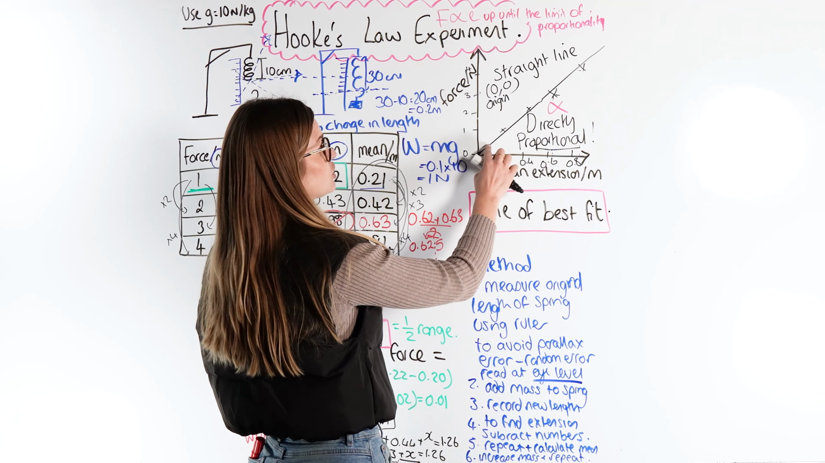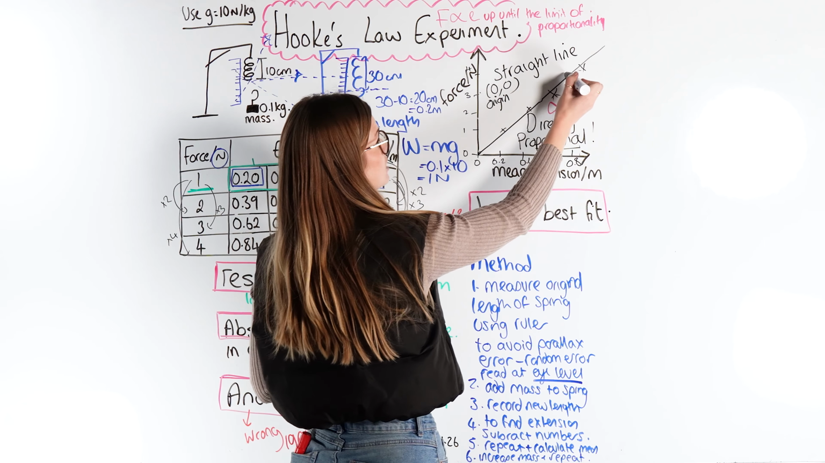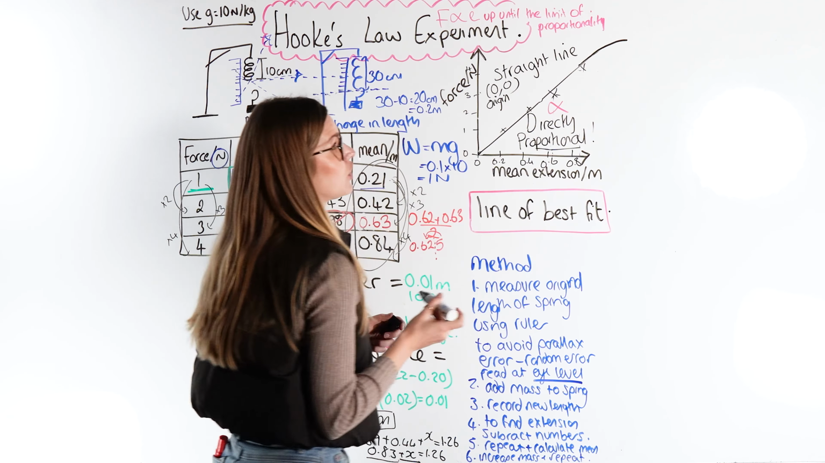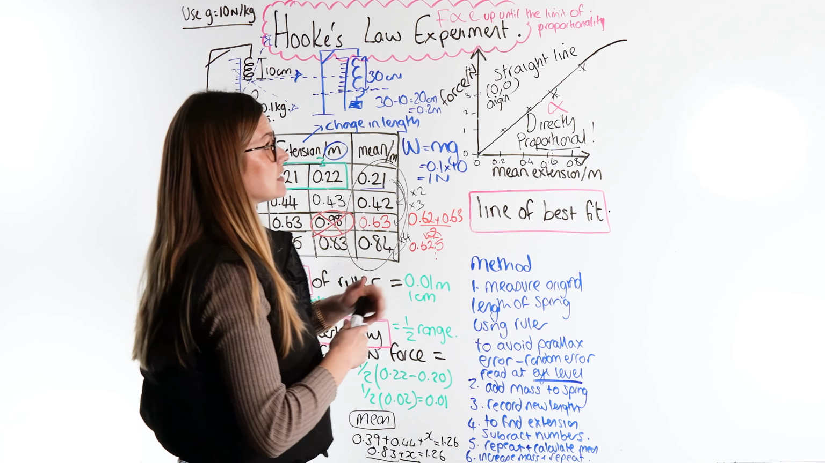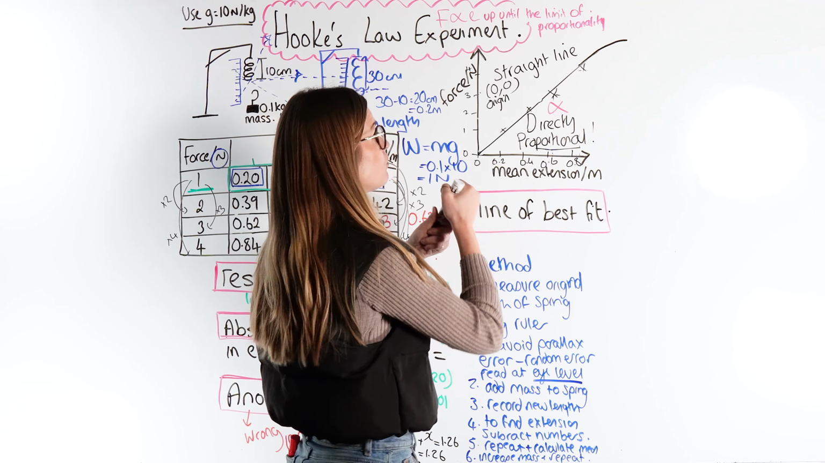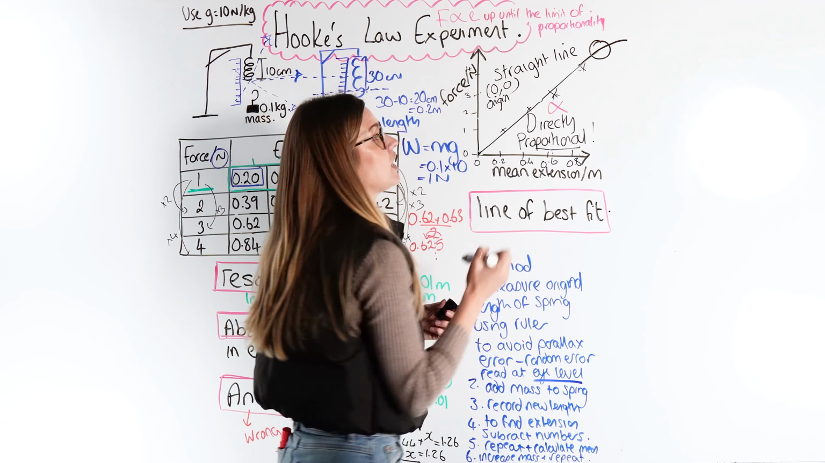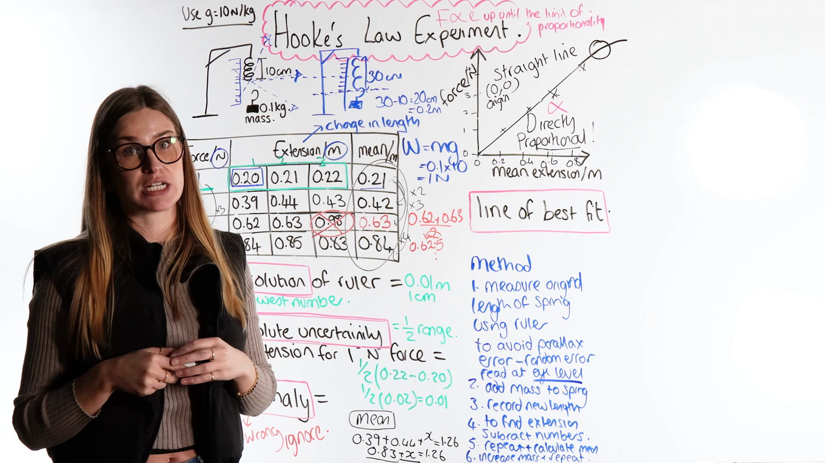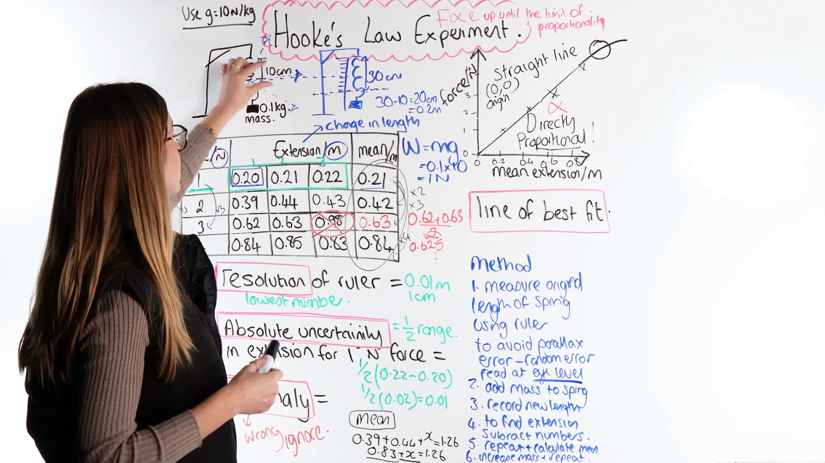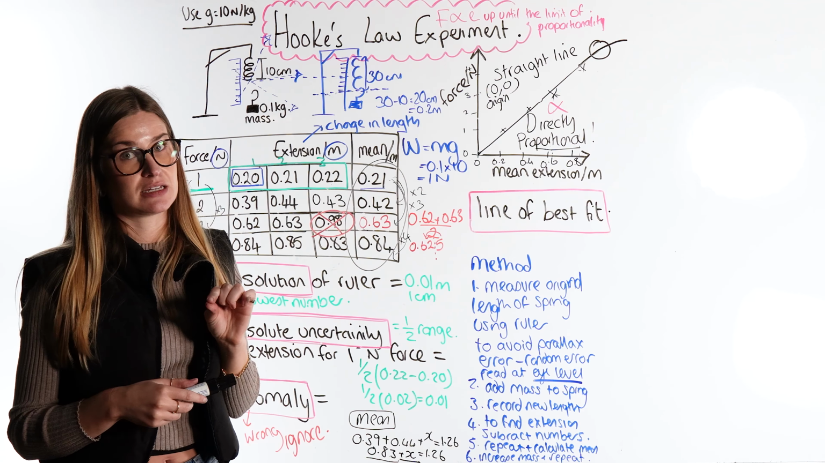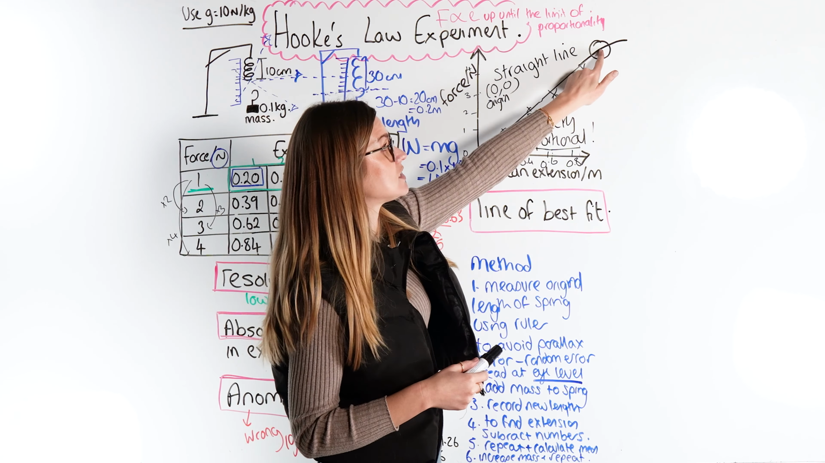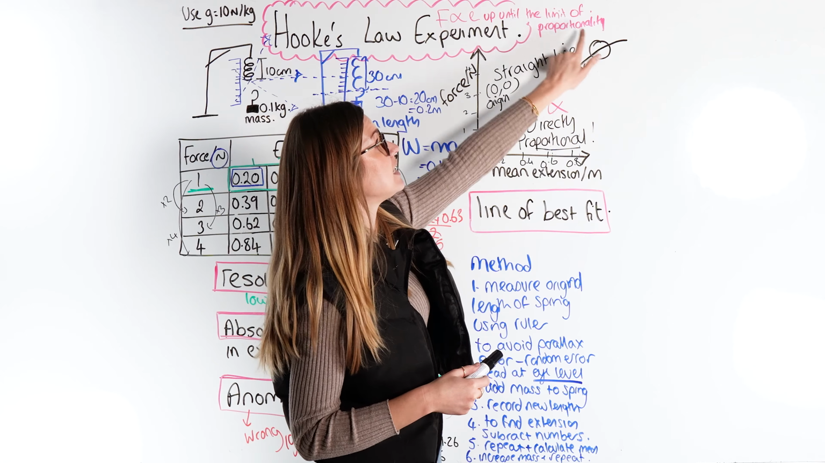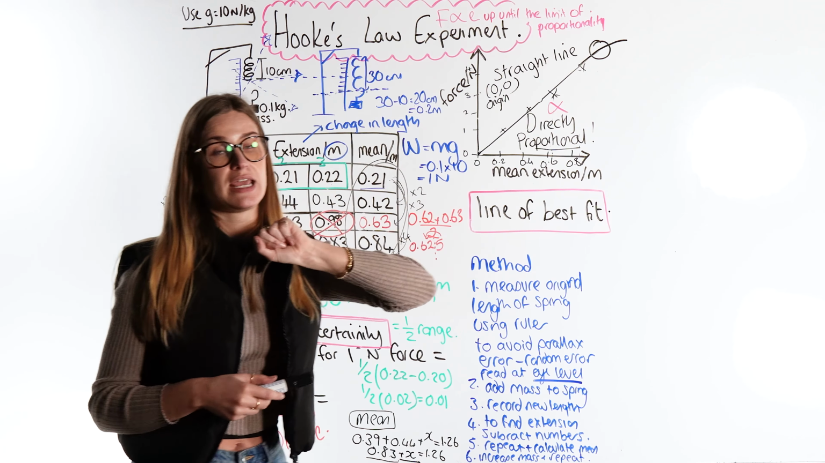So again, directly proportional means a straight line, straight line, straight line. But let's say the line starts to curve. What that means is at some point I've added too much force, where the spring will no longer go back to its original length, that 10 centimeters it started at. We can see that when the line starts to curve, and we call that the limit of proportionality.